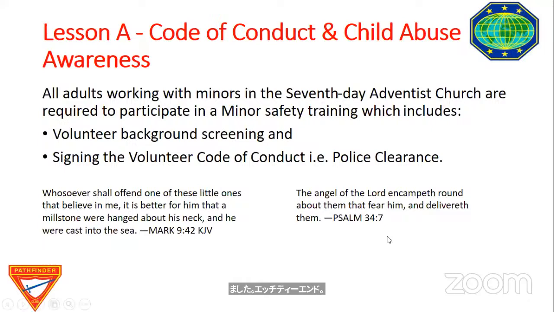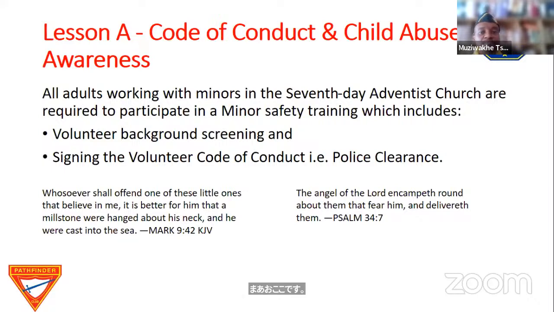Now, for the first part, we are going to talk about the code of conduct and child abuse awareness. Leaders, it's important to emphasize that all adults working with minors in the Seventh-day Adventist Church are required to participate in minor safety training. This will include, among others, signing the volunteer code of conduct, or in our case, obtaining the police clearance, and understanding the importance of volunteer background screening.